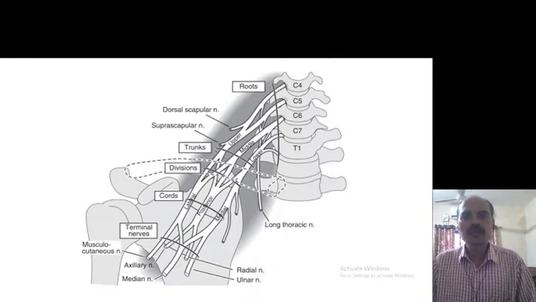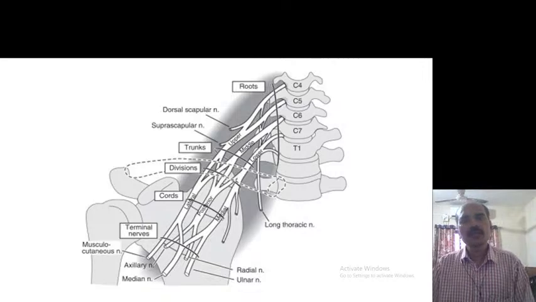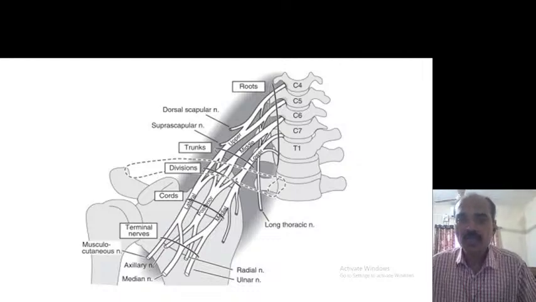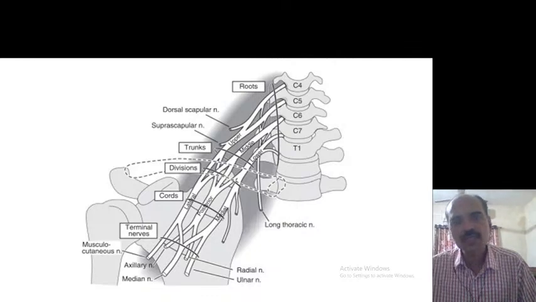From the upper trunk there are 2 branches. One is the suprascapular nerve and another is the nerve to subclavius. Now the nerve to subclavius is obvious, it will supply the subclavius muscle at the pectoral region, but with the suprascapular nerve you have to be careful. Here the suprascapular nerve supplies supraspinatus as well as infraspinatus.